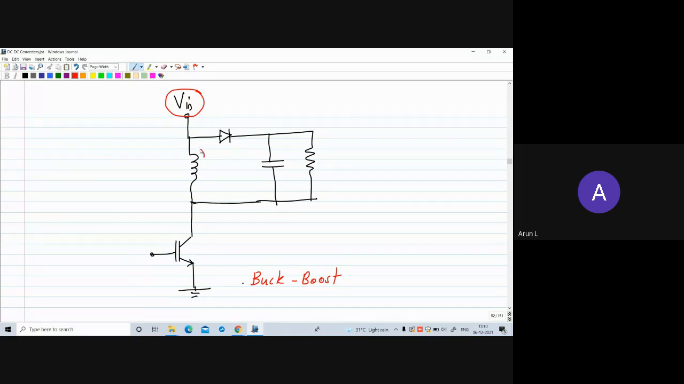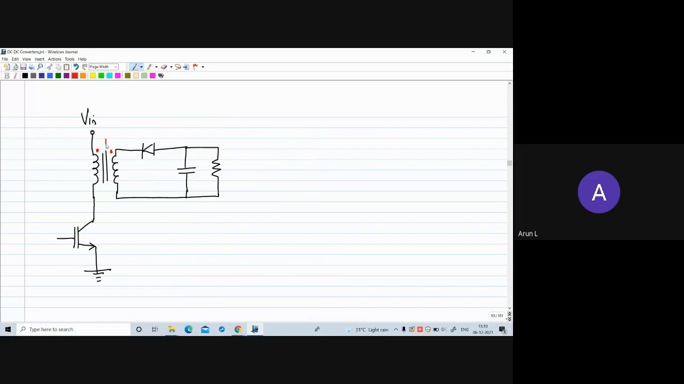Now we can replace this single inductance by a transformer. Thereby we can bring isolation. So here I have changed that inductance to a transformer. This particular arrangement forms a flyback converter.